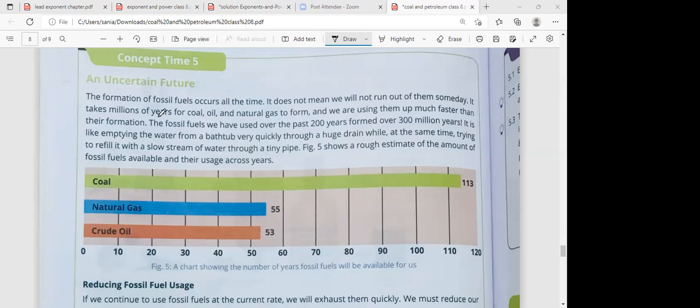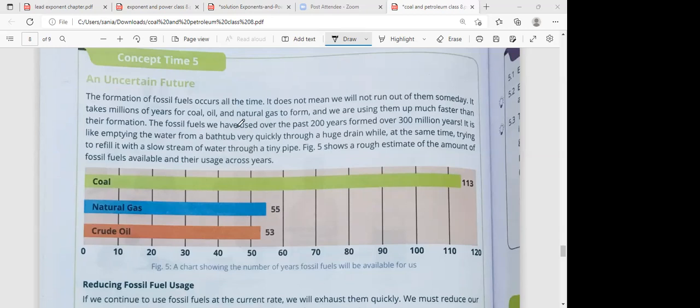So it takes millions of years to form coal, oil, and natural gas, right? And we are using them up much faster than their formation. If it takes millions of years to form them, but we are using them in such a way that we are not giving them time. See, millions means a lot, right? But in a few years we are just finishing them up.